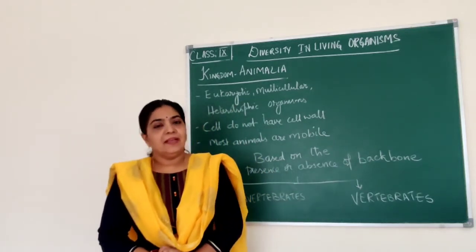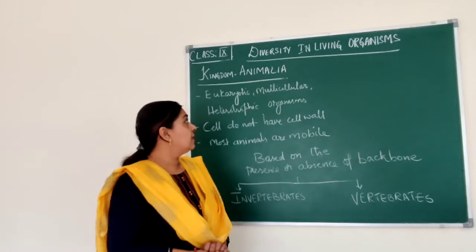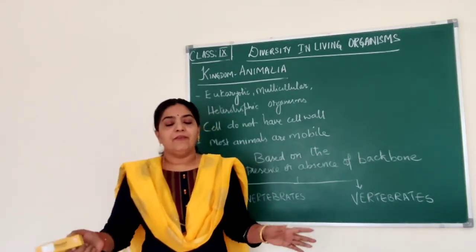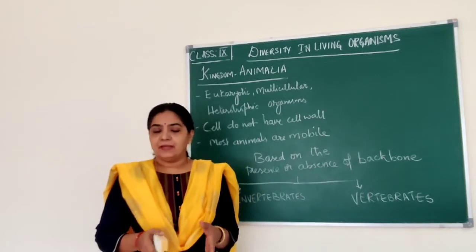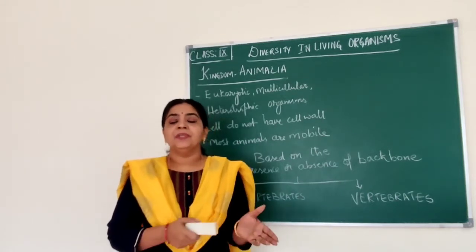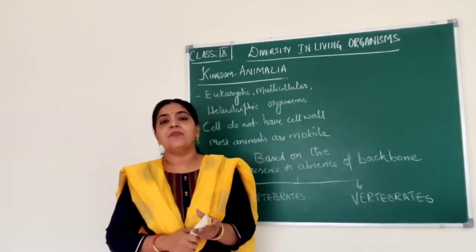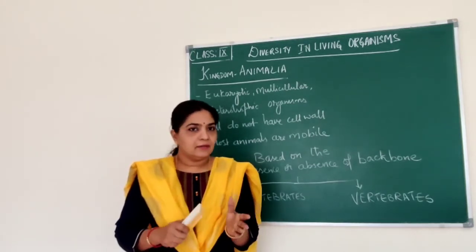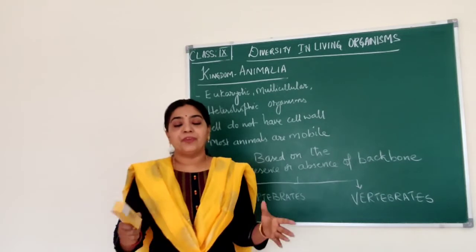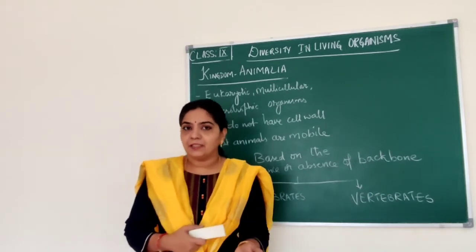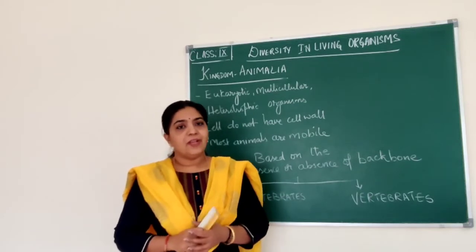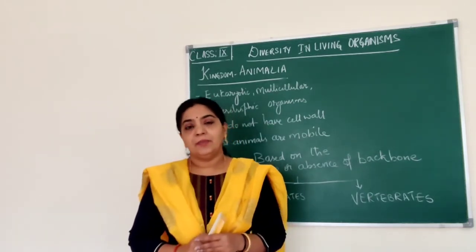Students, let us continue with the lesson, that is diversity in living organisms. We have finished with the plants. I hope you understood the different groups or divisions of plants under the kingdom Plantae. By now we understood how to differentiate the plants based on the different characters and features. Now let us learn about the kingdom Animalia.